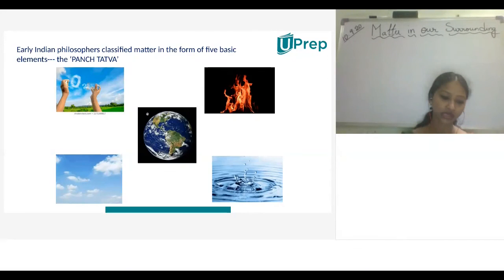In the present classification, it is mainly based on the physical and chemical properties of matter. In this chapter, we are not bothering about the chemical properties of matter or its chemical composition. We just go with the physical properties of matter. Understood, children?